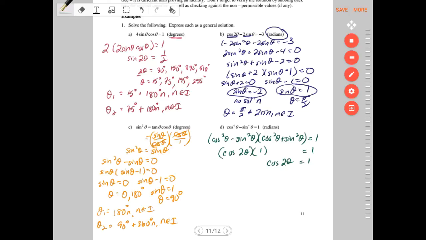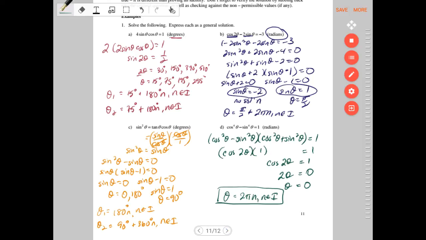So when does cos equal 1? It equals 1 at 0, so 2 theta equals 0, and theta equals, again, our answers are in radians, 0 plus 2 pi n, which is 2 pi n. Okay, good stuff.